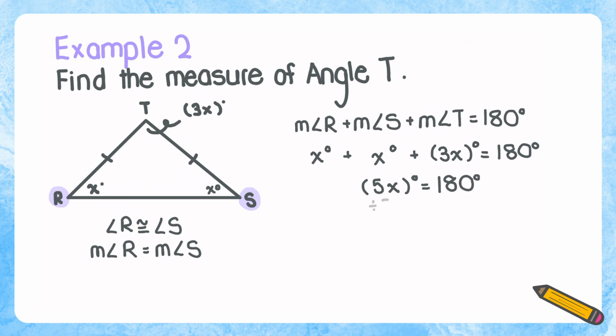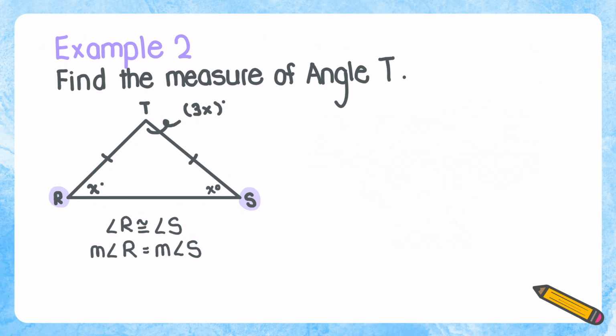And divide both sides by 5. And we've solved for x. X equals 36. But we're not exactly done yet, because for this example, we have to find the measure of angle T. So we just found out that x equals 36. Now let's plug this into the measure of angle T.